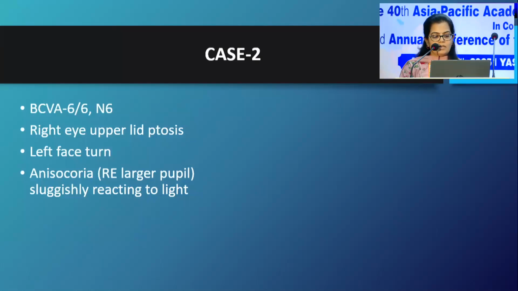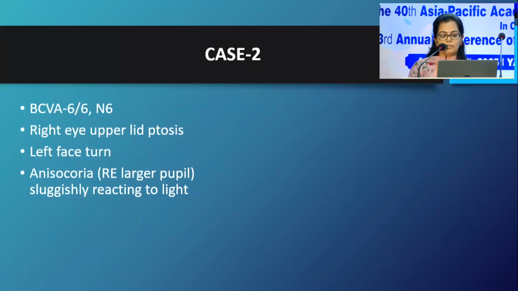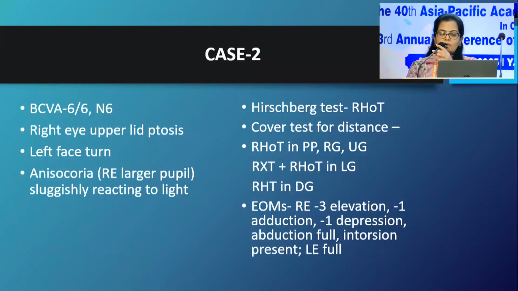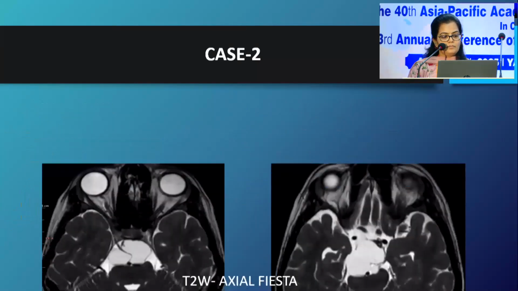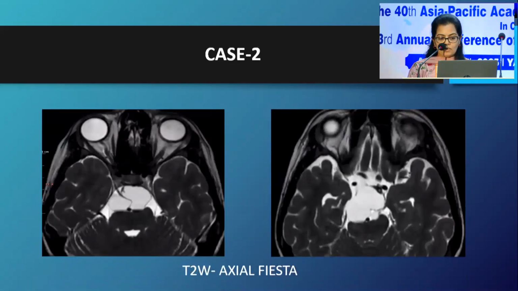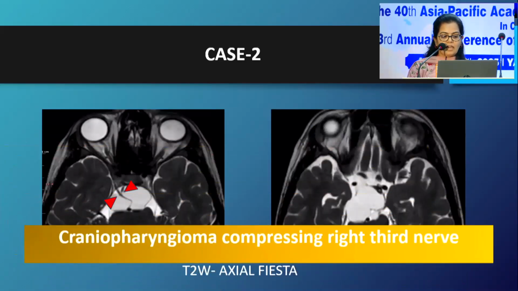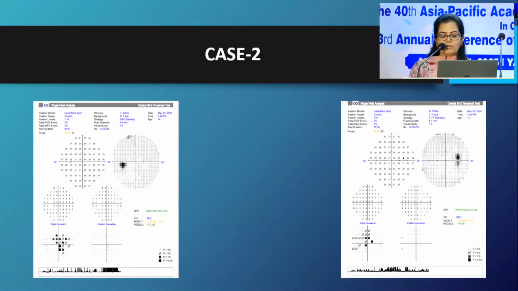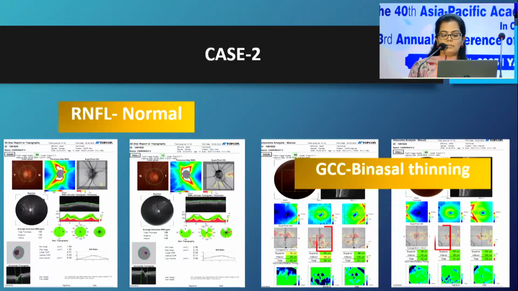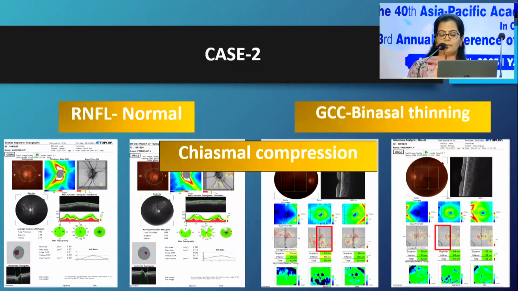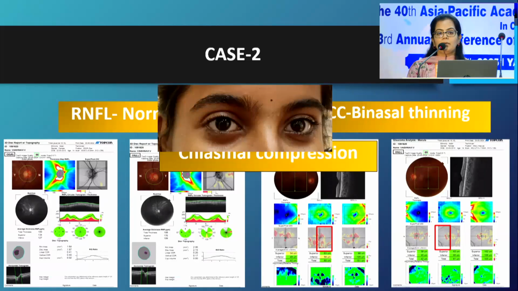Her visual acuity was 6/6 and 6 with right ptosis, left face turn and anisocoria, where the right eye had a larger pupil. Her cover test was suggestive of a right third nerve palsy involving the pupil. Again, a neuroimaging was done, and it was noted to have a large craniopharyngioma which was compressing the right third nerve. Her visual fields were absolutely normal. The RNFL was normal. However, the GCC showed early binasal thinning, suggestive of early chiasmal compression. She underwent decompression procedure, following which the third nerve resolved completely.